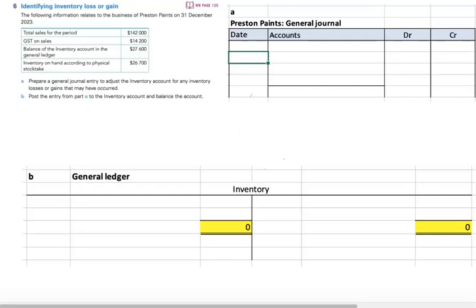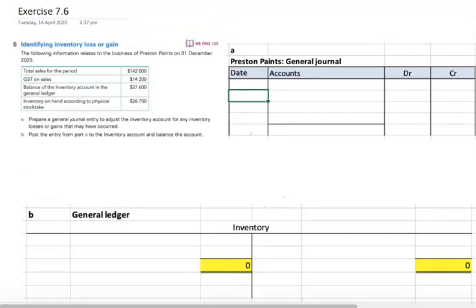What are you guys being asked to do? You guys are being asked to work out an inventory loss or gain, and there's a little bit of information that's been provided. What's that information for? It's for Preston Paints, and this information relates to the 31st of December, and it is for 2023.